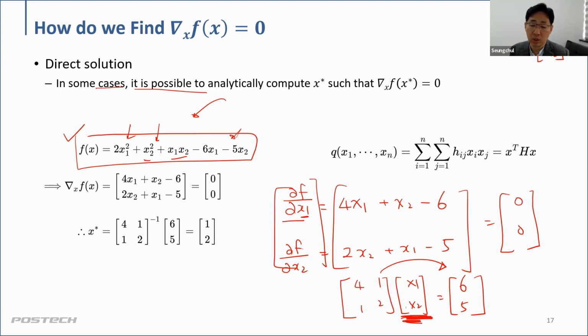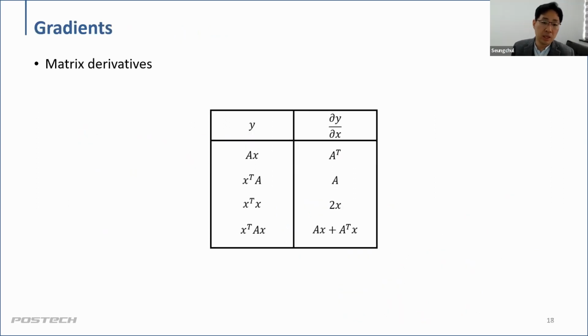I'm not going to go into details, but it turns out to be a convex problem. It's a quadratic function, right? So this is one example of a convex optimization problem.